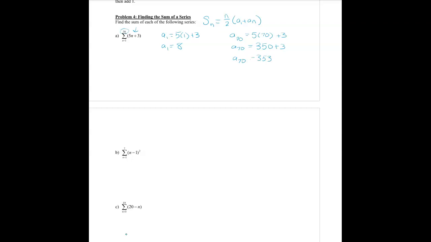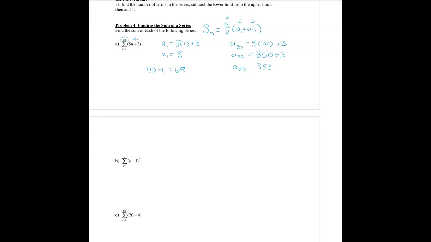Now I've got a sub 1 and a sub n. Now I just need to find n. I find n by taking the upper limit, which is 70, subtracting the lower limit, which in this case is 1, so I would get 69. And then I just add 1, which gets me back to 70 in this particular case.